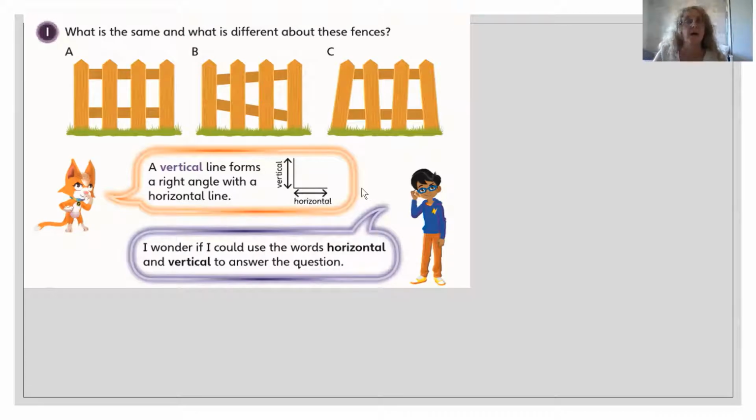Let's look at our questions today. What is the same and what is different about these fences? Let's have a look at them. Look at A carefully and look at B. Different. And this is also different. A vertical line forms the right angle with a horizontal line. So if you think about, again, our right angles, yeah, if you look at our right angles.